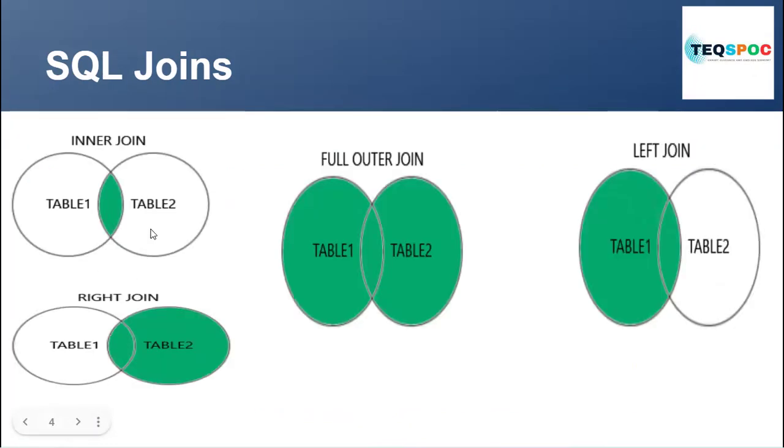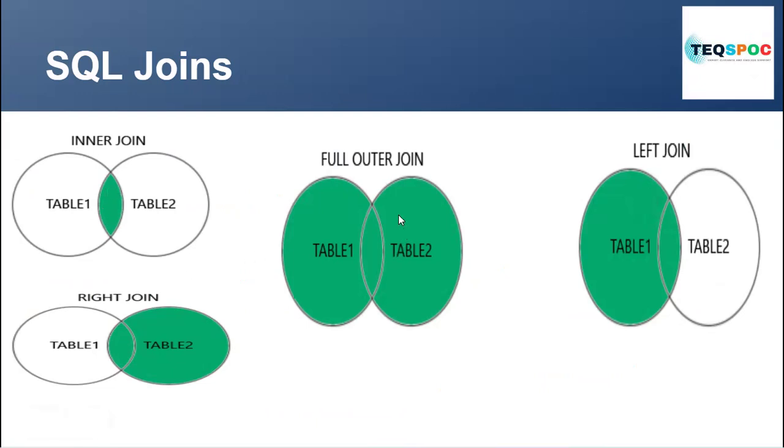You can see from this diagram, that is the inner join. These are table 1 and table 2. The inner join returns the common data between the two tables, this area here. Say in table 1 you have Ram and Syam, and in table 2 you have Ram, Syam, and Geeta. What is the matching data? Ram and Syam are both common, so you will get Ram and Syam.